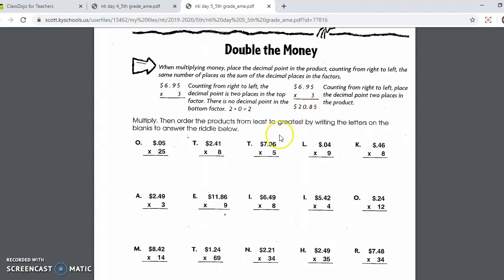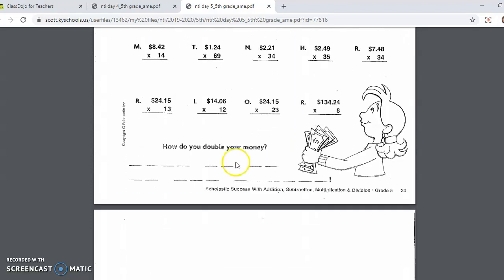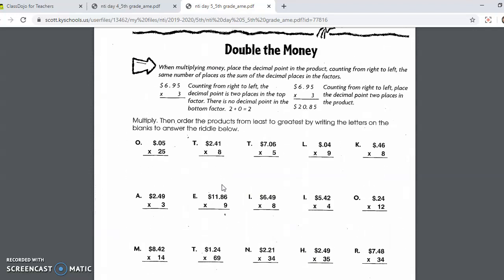Okay, so we'll multiply here and then order these once you're finished from least to greatest. And then you would write your answers here. Okay, so let's see here. Why don't we do this one here, 241 times 8.